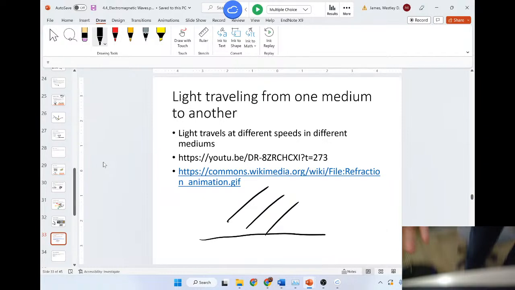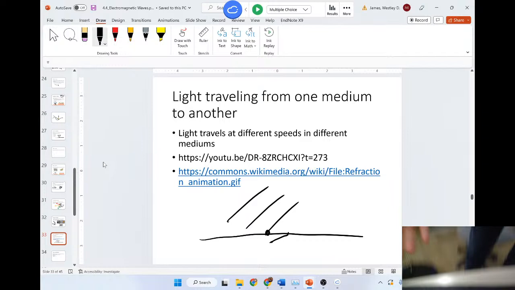Say a marching band is walking on. There's a good video here, I'm going to let you check it out in your own time. I'm not going to play it for you all, but feel free to go and look at it. It does a really good job of animating and showing it. But as that light hits, you can almost think of a marching band hitting some mud. The people that hit the mud are going to start walking slower, whereas the rest of these people are going to be walking just as fast.